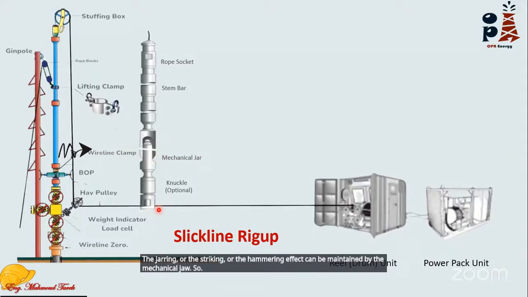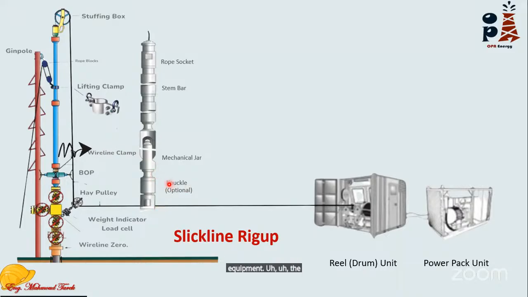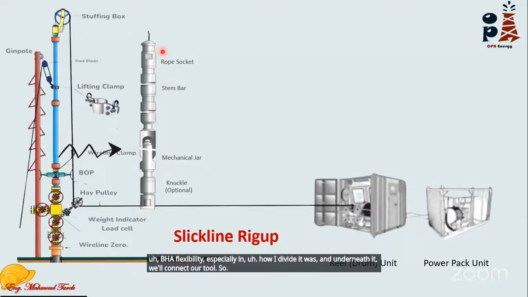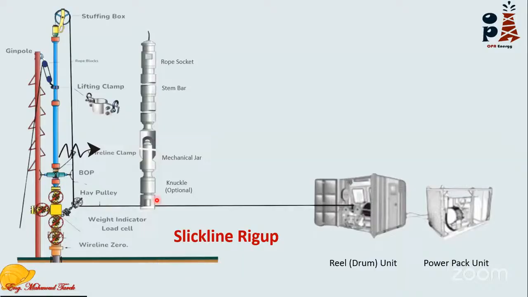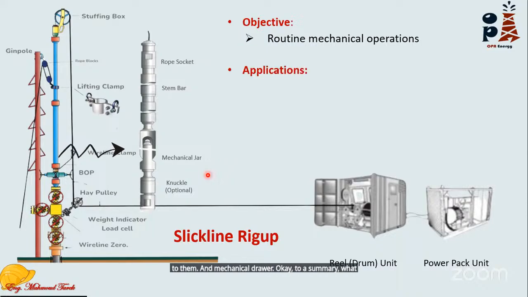to activate the downhole equipment. The knuckle joint is optional, for BHA flexibility, especially in highly deviated wells, and underneath it we will connect our tool. This configuration is fixed in most Slickline applications, but we change the tool which is connected down to the mechanical jar. Okay, to summarize, what are the main applications?